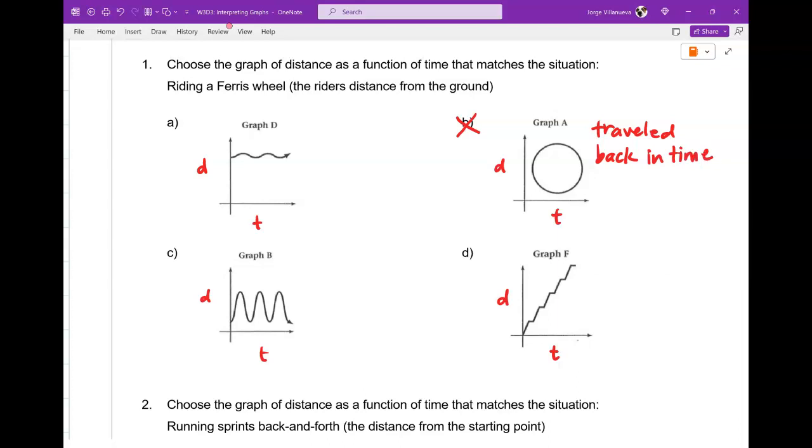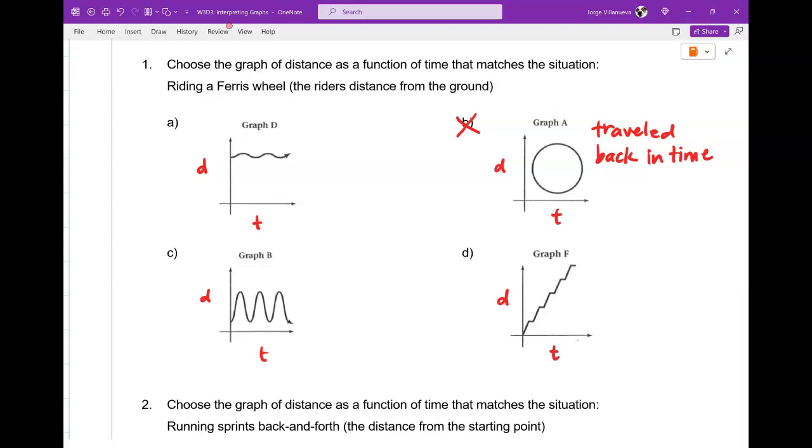Right? So that's not good. And then you said C was another option, right? So for part C, I started at a certain point, and then as time went on, I went further away, but then as time kept going, I came back to the same distance, right? And then I went further away, and then I came back to the same distance. That's kind of what a Ferris wheel does, right?